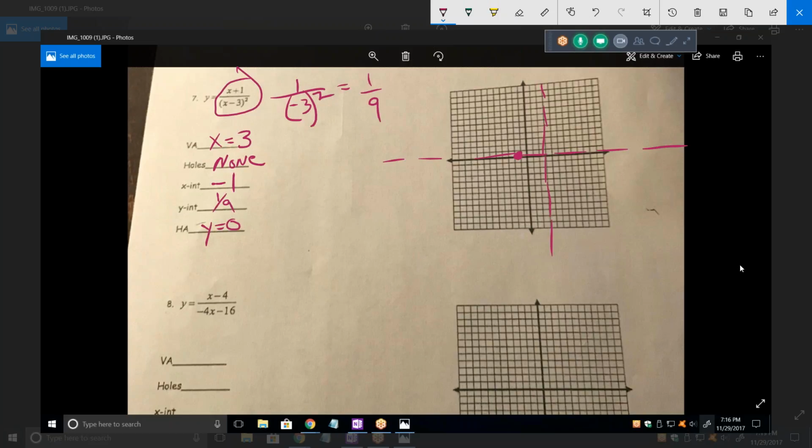Now the only thing we have to do is graph it. Yeah. Do we know whether it's first and third or second and fourth?